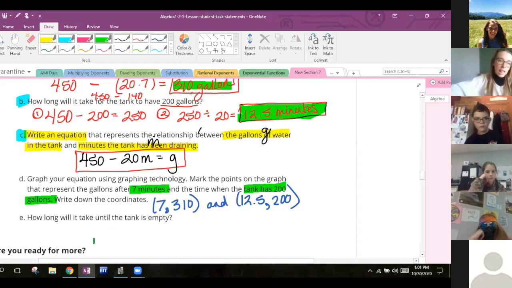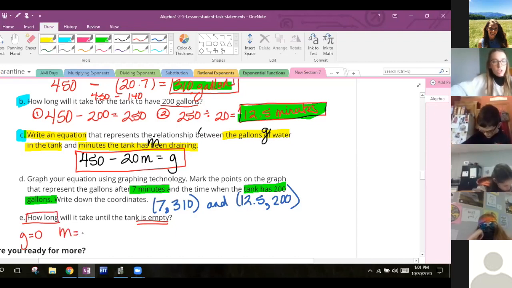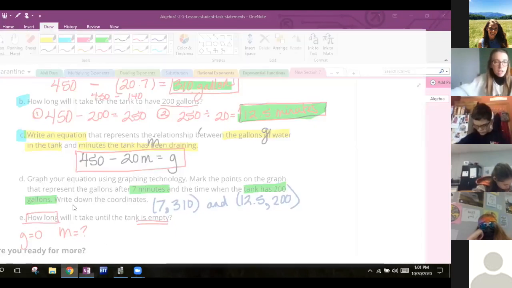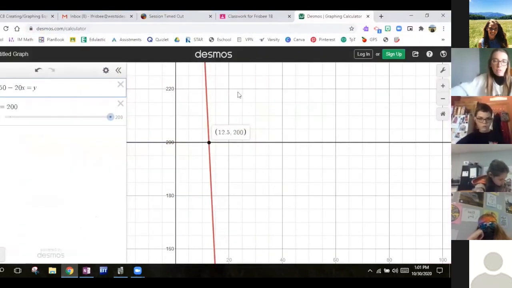Last, for E, it says, how long will it take for the tank to be empty? If the tank is empty, how many gallons of water does it have in it? 0. It has 0 gallons of water, and we want to know how long that takes, so we're looking for minutes. We could type that back into our equation, but it's a lot easier if we just go to our graph.